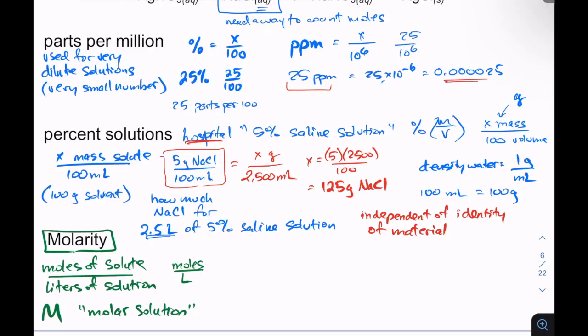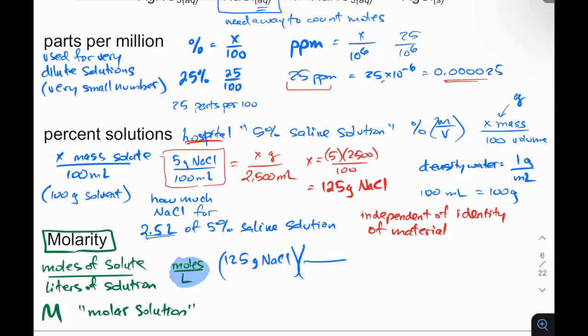And you know how to calculate moles, and you know what liters are. So let's go ahead and see what's the molarity of our 5% saline solution. Okay, we know that when we make a 5% saline solution in 2.5 liters, we need 125 grams. So here's our 125 grams of sodium chloride. And now we need the molar mass because we want to know how many moles of sodium chloride that is.